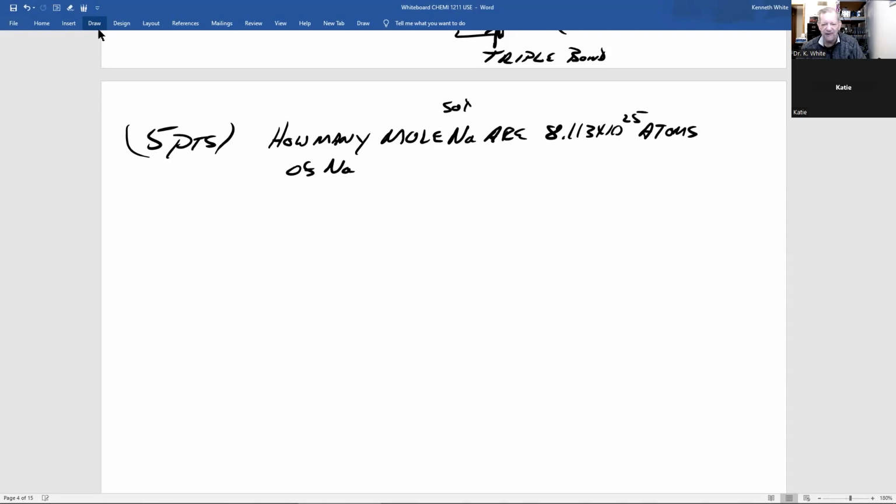Now, normally I'd put sodium here, but sometimes I might put the chemical symbol. And the question is 5 points. How many moles of sodium are in 8.113 times 10 to the 25th atoms of sodium? So how do you approach this? First of all, what are you being asked to find? How many moles? And for some reason, years ago, I came up with putting a question mark, moles of sodium. What are you given? 8.113 times 10 to the 25th atoms sodium. This is the only number we have to start with, so I will.